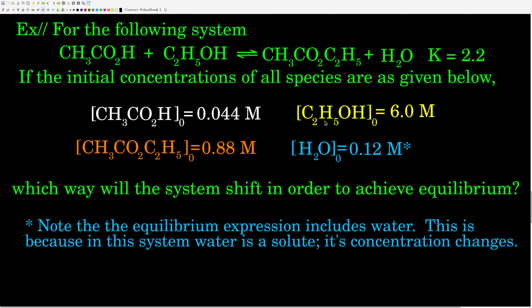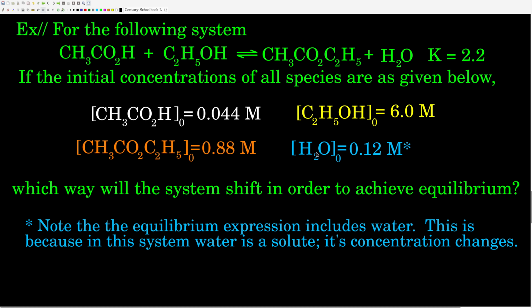So here's an example. We have this equilibrium reaction, and we're given the value of K, 2.2, and we mix all these reactants and products together. We put everything in, and these are their initial concentrations: ethanoic acid, ethanol, the ester, sorry, and water.